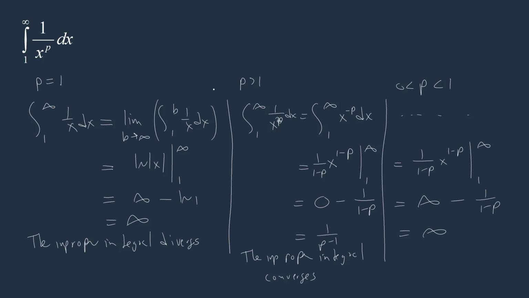So you could then get a nice little rule. It converges if p is more than 1. It will diverge if p is more than 0 but less than or equal to 1. And in fact, when it converges, you know what it converges to. It has to converge to 1 over p minus 1.